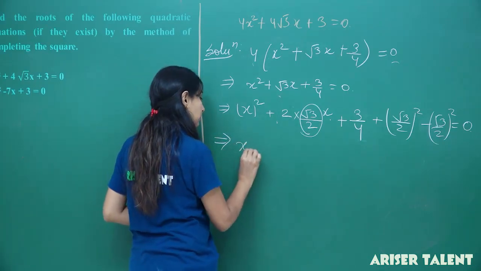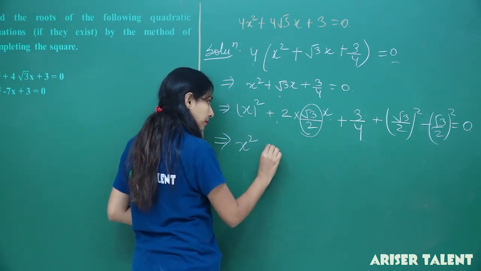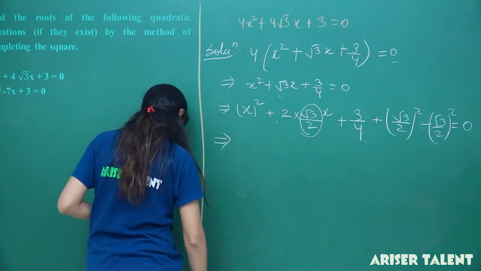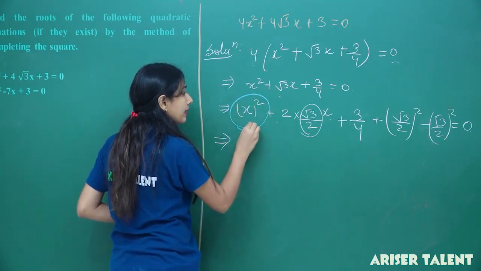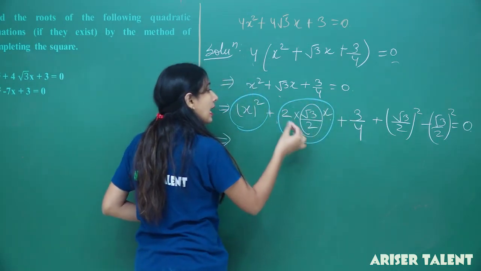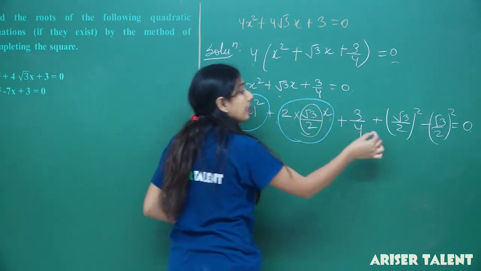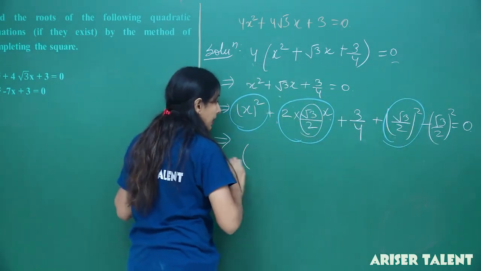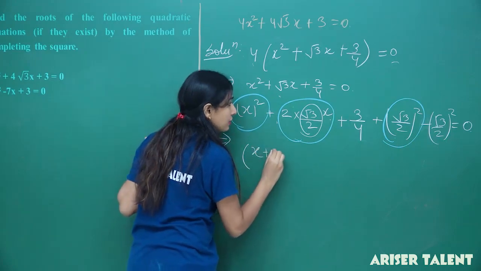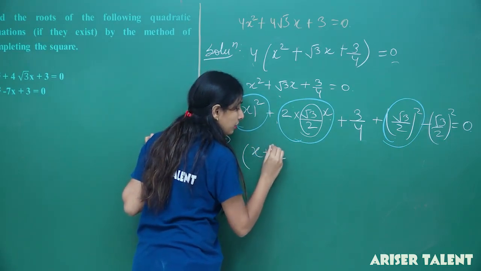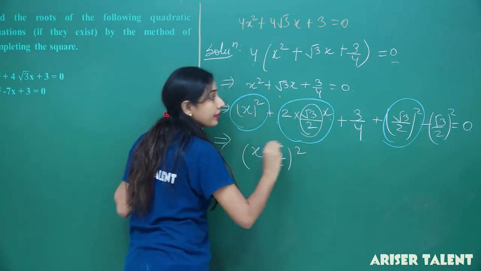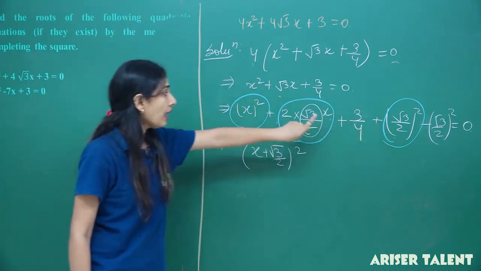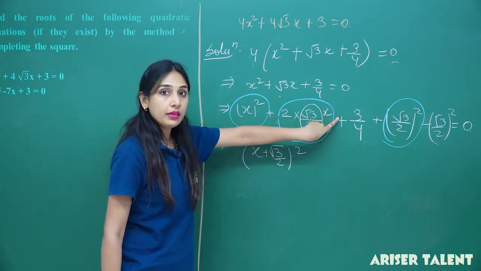Now what? x square plus 2ab. I am writing here, I am taking these values. I am taking this x square, I am taking this 2ab, and I am taking this b square. So what will it become? It will become (x plus root 3 by 2) whole square. a square plus b square plus 2ab. Okay.